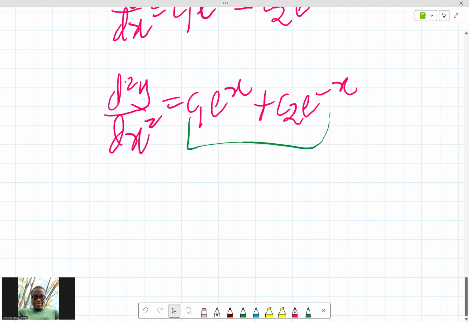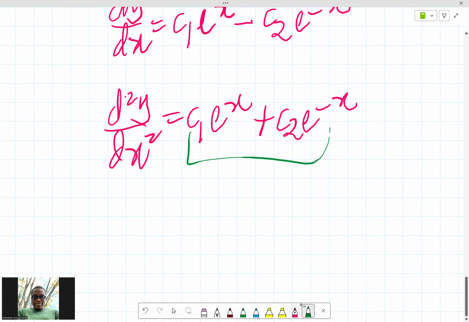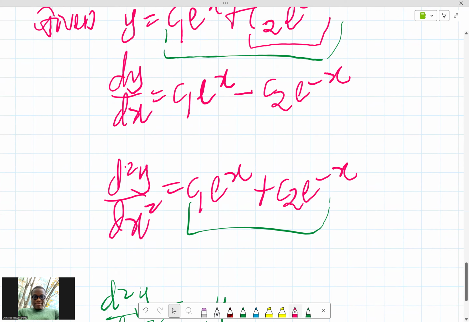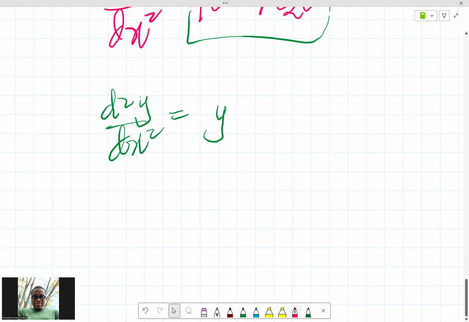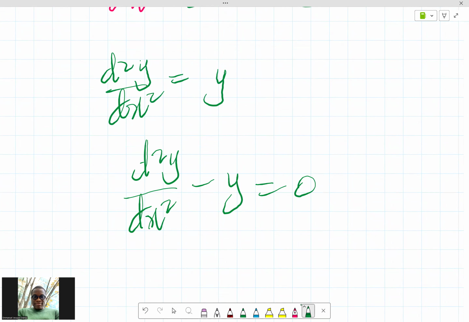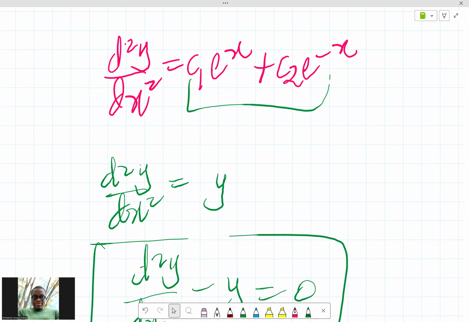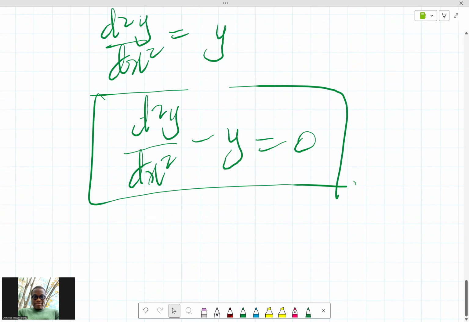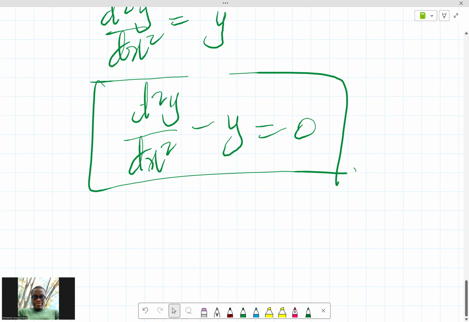So it means that we can say that d squared y over dx squared is equal to y, the y we started with. So d squared y over dx squared is equal to y. That means we can form a differential equation, which is d squared y over dx squared minus y equals 0. So you see, the solution of this differential equation will automatically be this because of how we proceeded. At this point, we have eliminated all the constants, and that is how that goes.